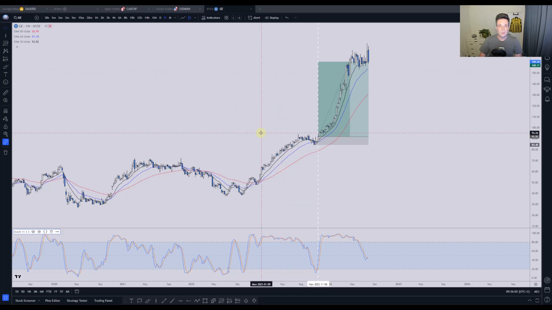Now what we basically want is a pullback into the EMAs while we are trending nicely, together with the stochastic to be below 50 or 20 in an uptrend, and off we go. I will give you the entry criteria now step by step.